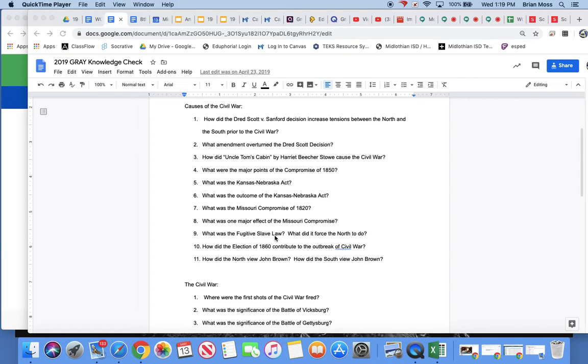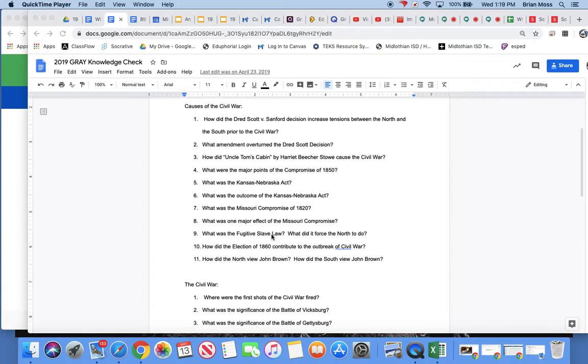What was the Fugitive Slave Law, and what did it force the North to do? We already kind of answered that. It returned escaped slaves from the North to the South, and it forced the North to return them. Bounty hunters would go out and search for them and return them to their owners in the South.